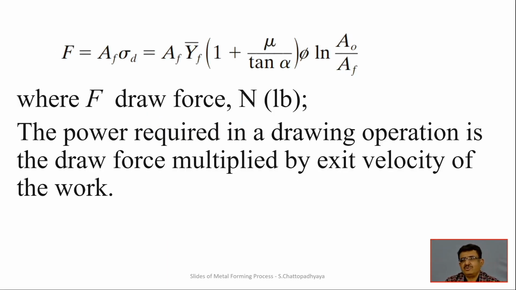And the draw force will be final area into draw stress, and that is easy, A suffix F into sigma d. Sigma d is the draw stress, and whatever formula we have come out with, AF into Yf into 1 plus mu by tan alpha into phi into ln A0 by AF, and that way we determine the theoretical draw force, that is in terms of Newton. The power required in a drawing operation is the draw force multiplied by the exit velocity of the work. Quite naturally it comes out that the power is equal to the force into the exit velocity.